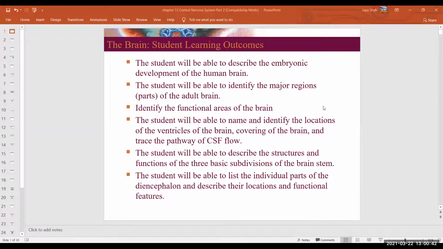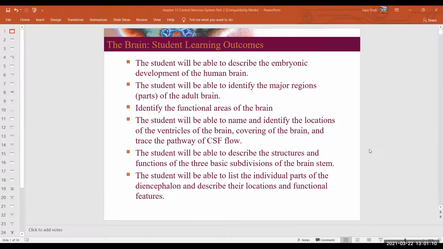Guys, we're going to start the second part of the central nervous system. And today we will focus mainly on the brain. In this section, we will be able to describe the embryonic development of the human brain. I believe we finished this part last time with the spinal cord.